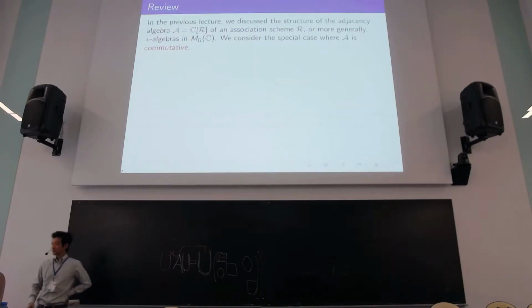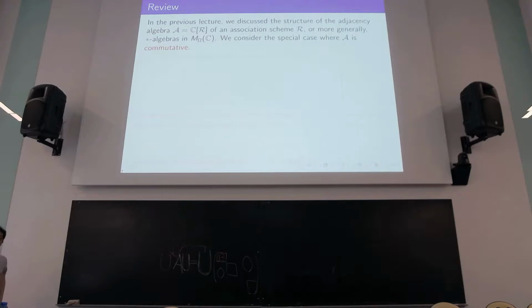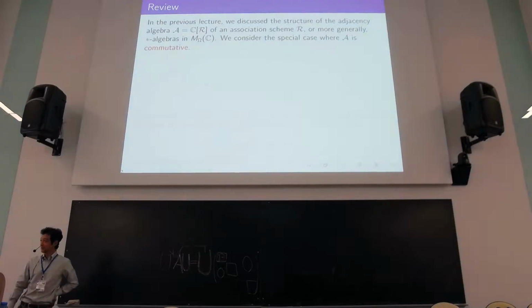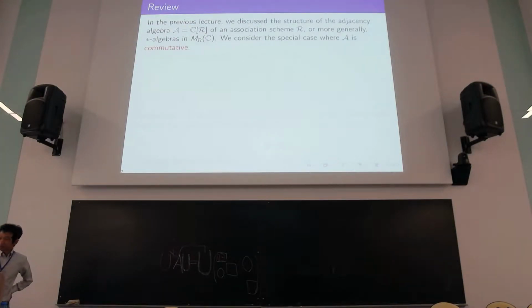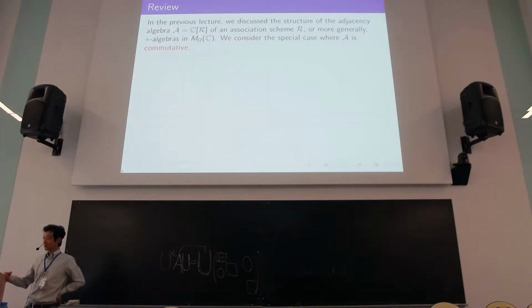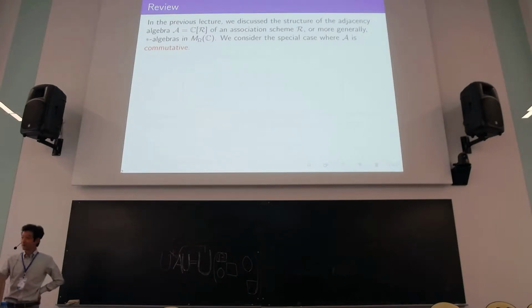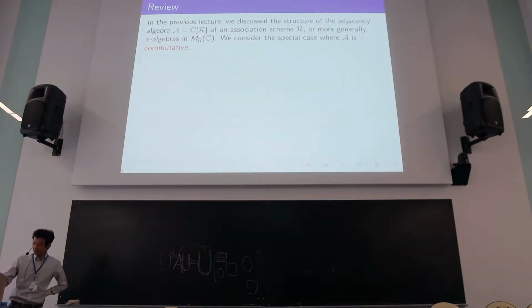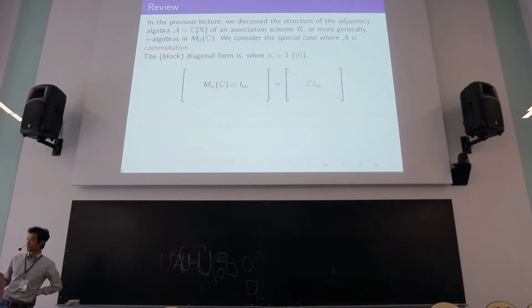Okay, so what did we discuss in the previous lecture? We discussed the structure of the adjacency algebra of an association scheme over the complex number field. Using the property that it is a star algebra, closed under the star operation, one can decompose the standard module into an orthogonal direct sum. That allows one to block diagonalize the algebra. The same is true for the algebra of representation, and from that I proved the double centralizer theorem.